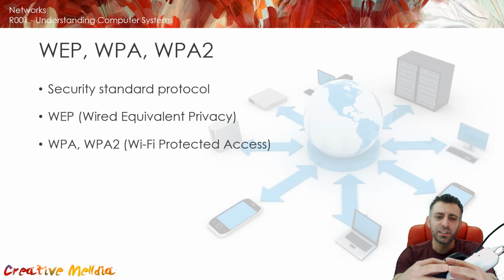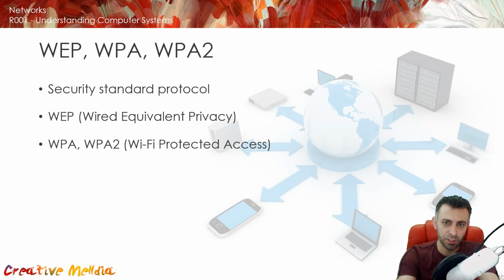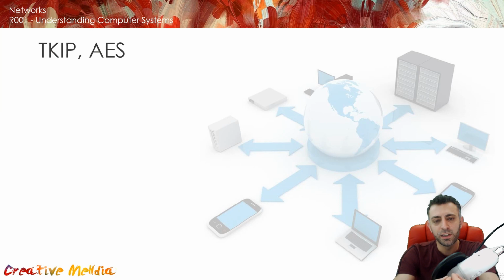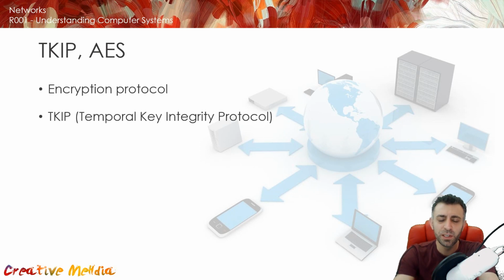So these are the standard security protocols, but they're not necessarily encrypting it. To encrypt those, you have to work with encryption protocols. We have two main encryption protocols, which are TKIP and AES. TKIP used to be with WPA and WEP. It stands for Temporal Key Integrity Protocol, and it used to work with that first standard, which is WPA.